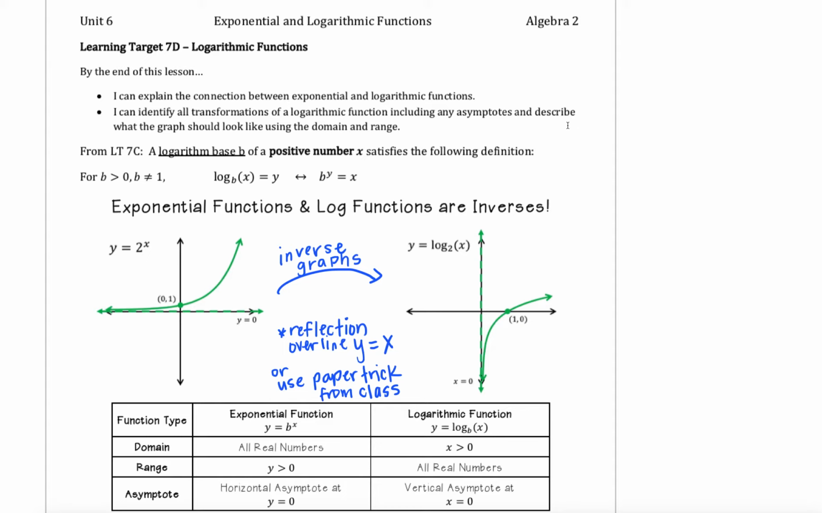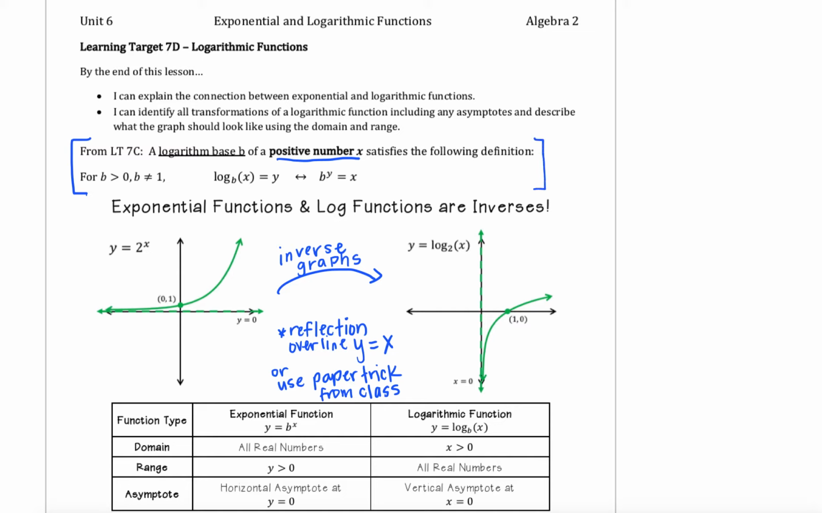So the first thing I want us to recall comes from our last learning target, which was learning target 7C, and that was what the definition of a log function is. A logarithm base b of a positive number x satisfies the following definition. If our base is bigger than 0 but not equal to 1, then log base b of x is equal to y is equivalent to b to the y equals x.